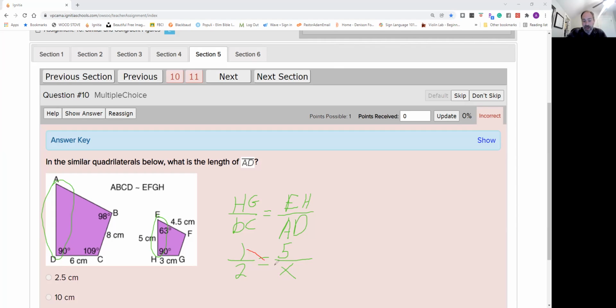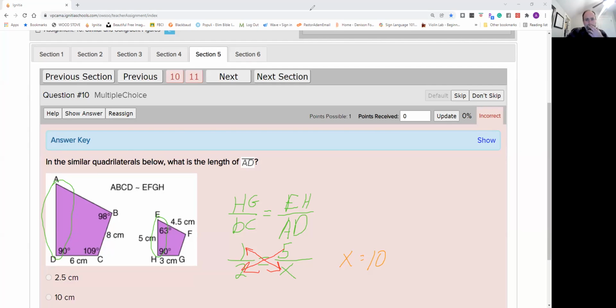So I can cross multiply here, right? 1 times X, and here 5 times 2. So when I do this cross multiplication, what do I get? I get X, 1 times X is X, equals 5 times 2 is 10. So what is X? X in this case is going to be 10. So I know that AD equals what? 10. And that is the method that you will use to calculate how to figure out these things.